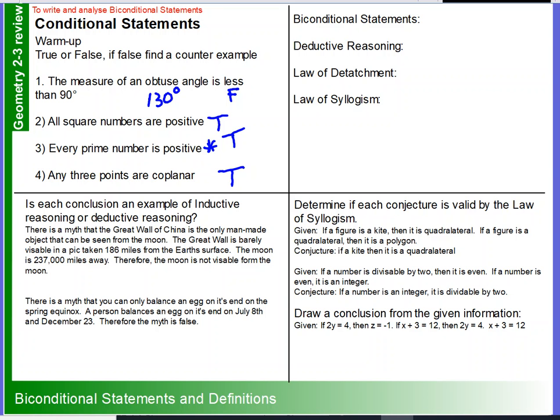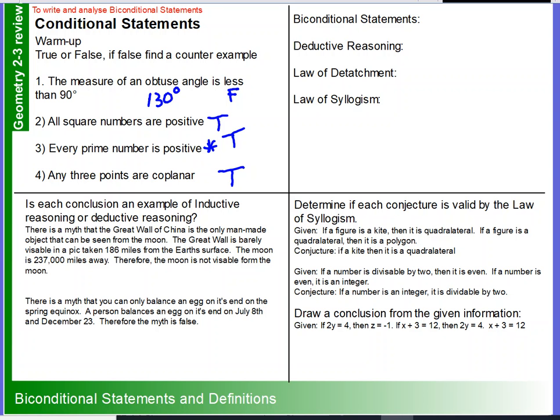So let's take a look at these two, see if we can figure out if they're inductive or deductive. There is a myth that the Great Wall of China is the only man-made object that can be seen from the moon. The Great Wall is barely visible in a picture taken 186 miles from the Earth's surface. The moon is 237,000 miles away. Therefore, the Great Wall is not visible from the moon. Is that deductive or inductive reasoning? That is definitely deductive. We are not going to the moon and looking for the Great Wall of China.